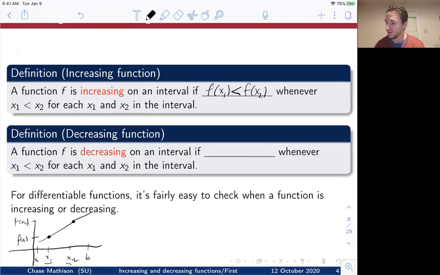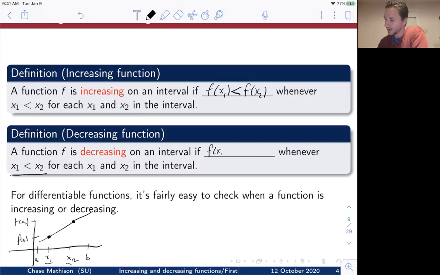So a function f is decreasing on an interval if, given that it's increasing when f of x1 is less than f of x2 when x1 is less than x2, then what do we think it means for it to be decreasing? Here comes a train, just so everybody knows. There we go. That wasn't so bad. So what does it mean for a function to be decreasing? When x1 is less than x2, then what would we expect to see from f of x1 and f of x2?